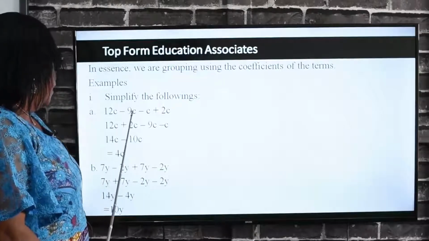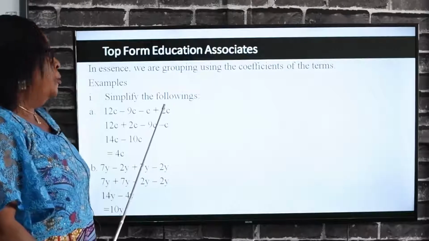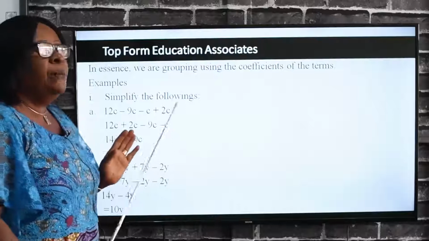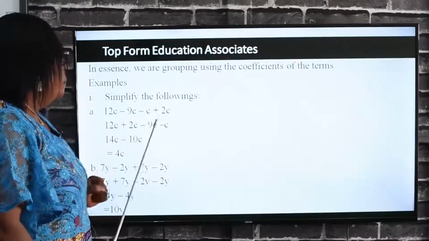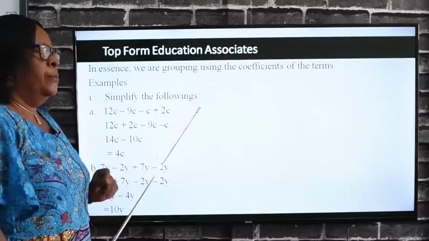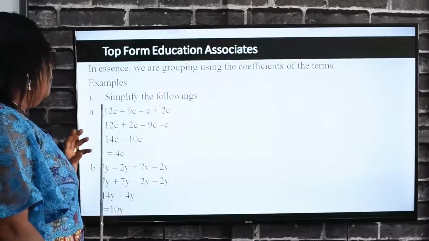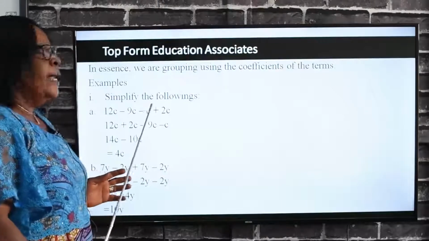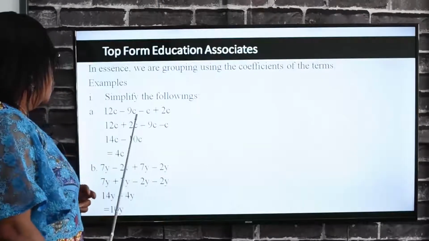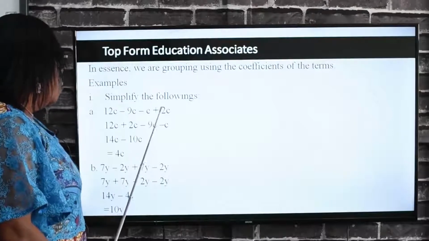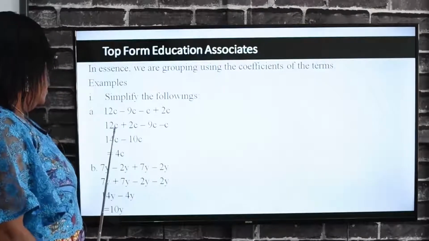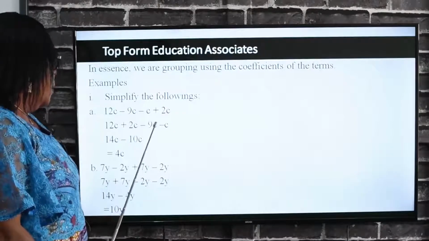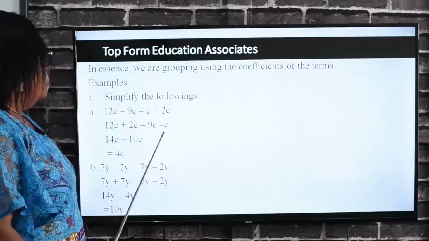12c minus 9c minus c plus 2c. Now, in this question, all the terms are in c. They are not unlike terms. However, we have the positives and the negatives, so we group by the positive and the negatives. So we bring plus 2c to 12c. We have 12c plus 2c minus 9c minus c.